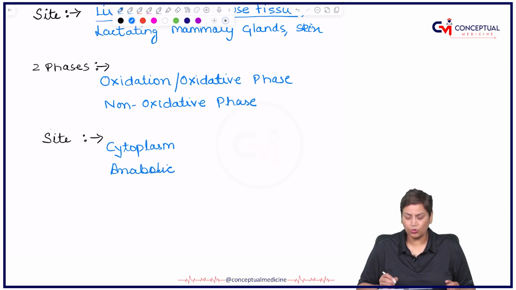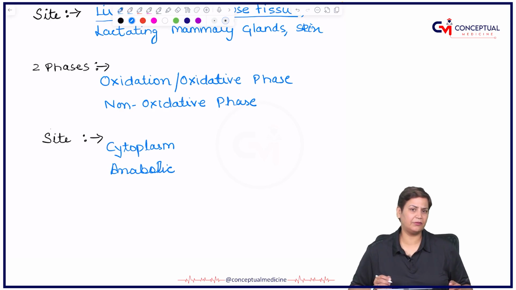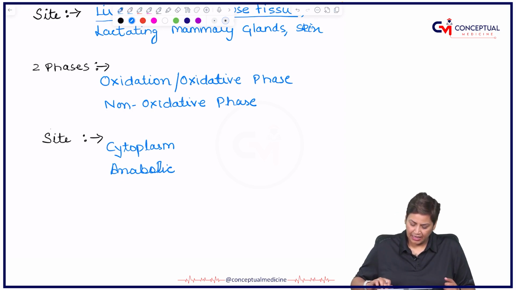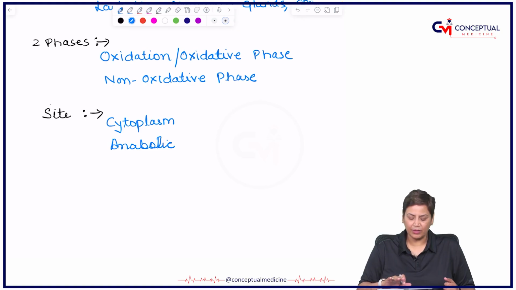Now, so far you must have seen the different videos on carbs. Whenever a process is anabolic, that means insulin is always going to promote that process. That means if I talk about HMP shunt, what is the role of insulin in this? Insulin is always going to promote this process. Now, coming over to this, these are the important points.